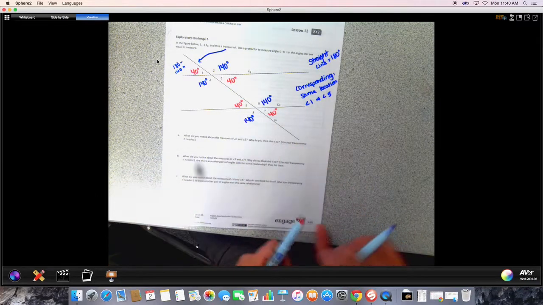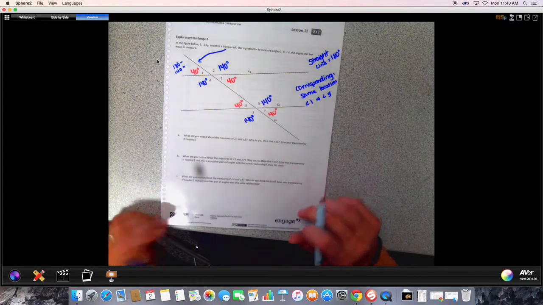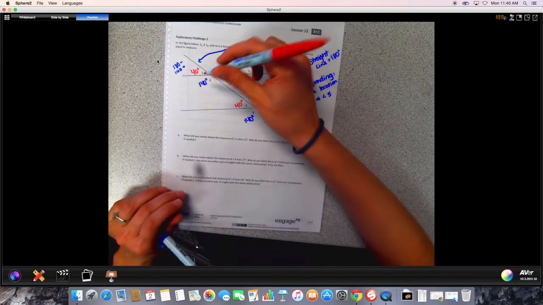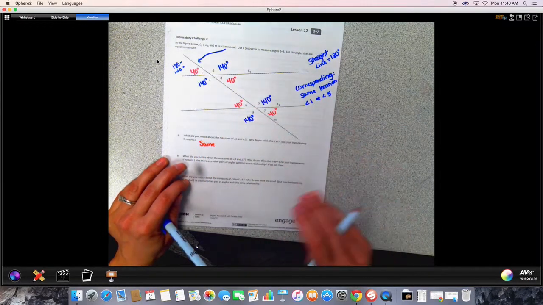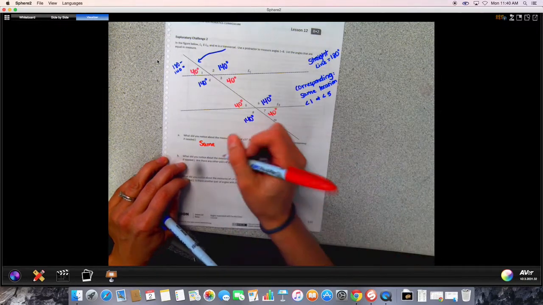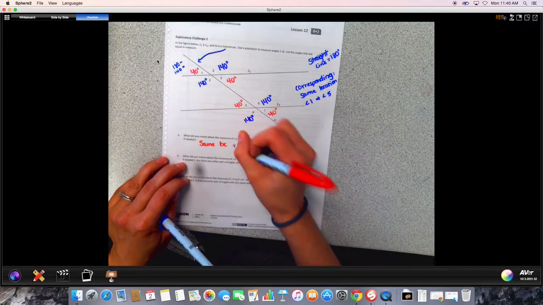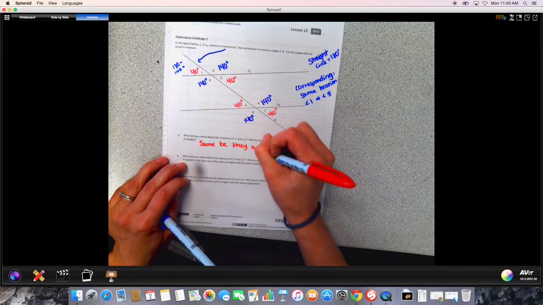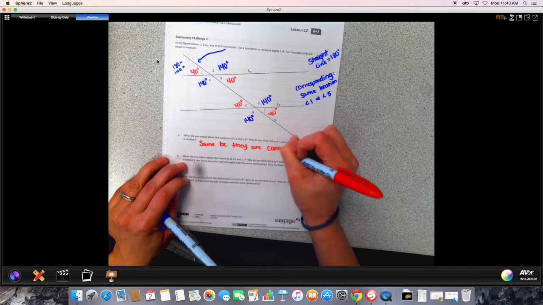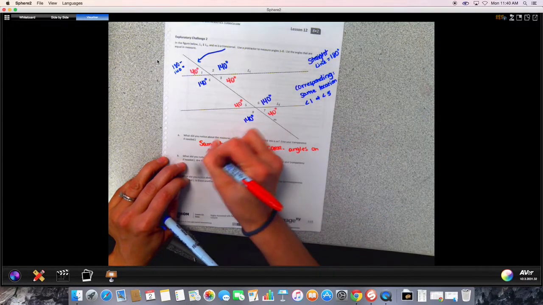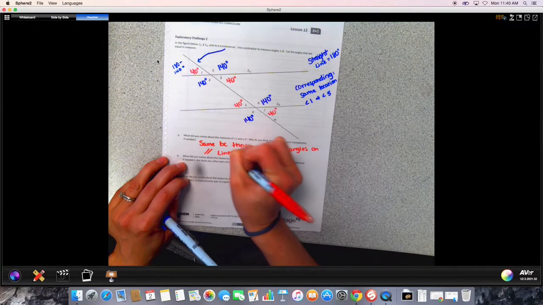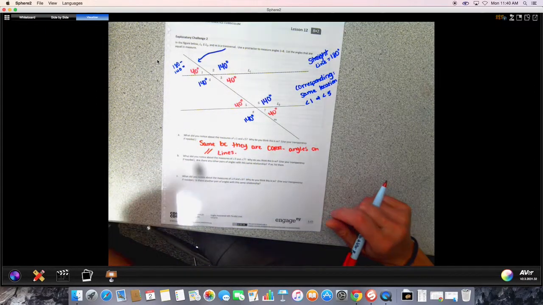Some of the questions you're going to see with things like this look like this. What do you notice about the measures of angle 1 and angle 5? Angle 1 and angle 5 are the same. And it says, why do you think this is so? The way we're going to answer this is using our vocabulary, because they are corresponding angles on parallel lines. It's important that we include that they are parallel lines, because if they weren't parallel, that wouldn't work out.